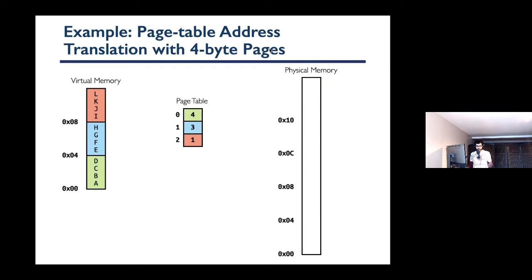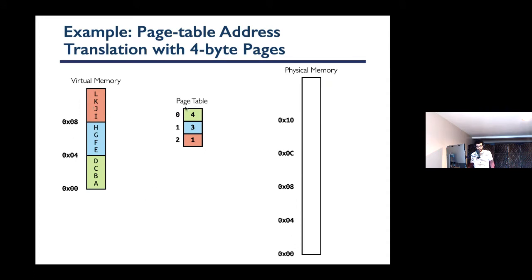So we're going to use 2 bits of the virtual memory address for the offset, and the rest of it will be used for the virtual page number. Now, let's say this is your physical memory layout, and this is your virtual memory layout. And these are the bytes that you have in each virtual page. So virtual page 0 has A, B, C, and D in those 4 bytes, and so on and so forth.